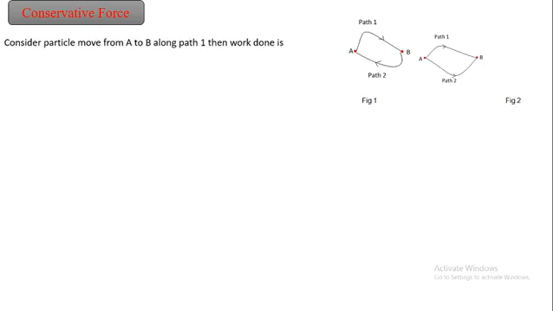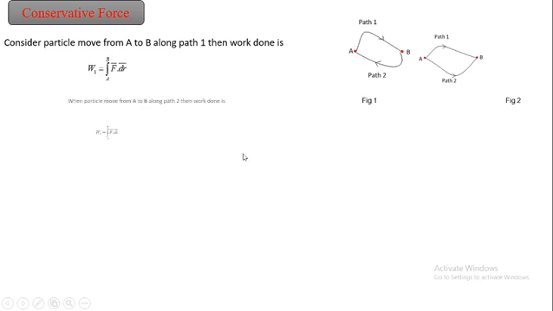Suppose there is a particle at a point A, and that particle moves from A to B along path 1. When it moves from A to B, the total work done is equal to the integration from A to B of F dot dr.